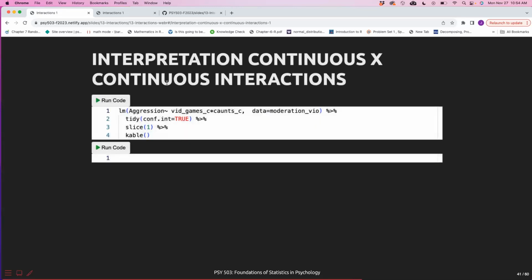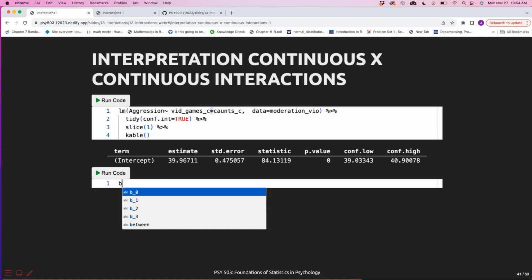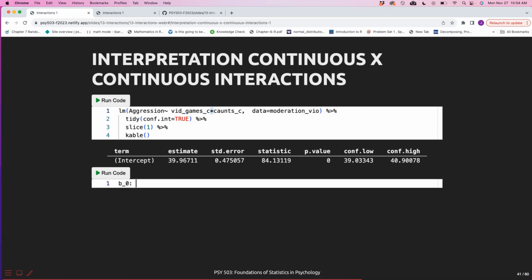All right, so let's go ahead and fit our model and interpret some coefficients. So we fit the model, right? We have our mean centered variables in our model, and this asterisk right here will essentially give us the interaction term. So what does B sub 0 represent here? 39.97.